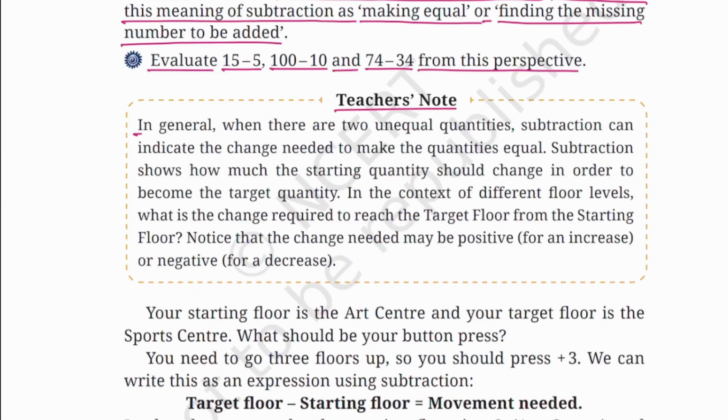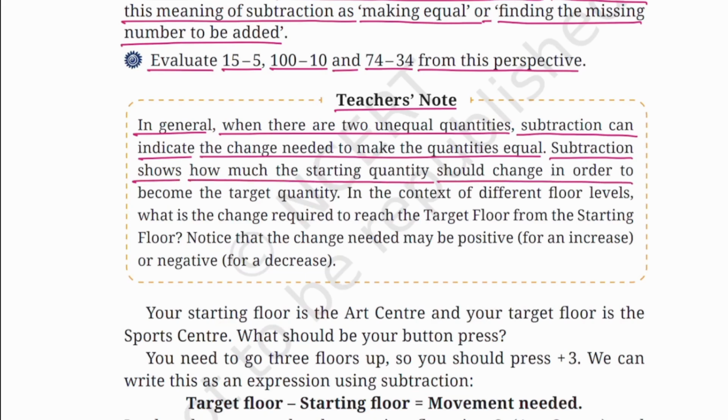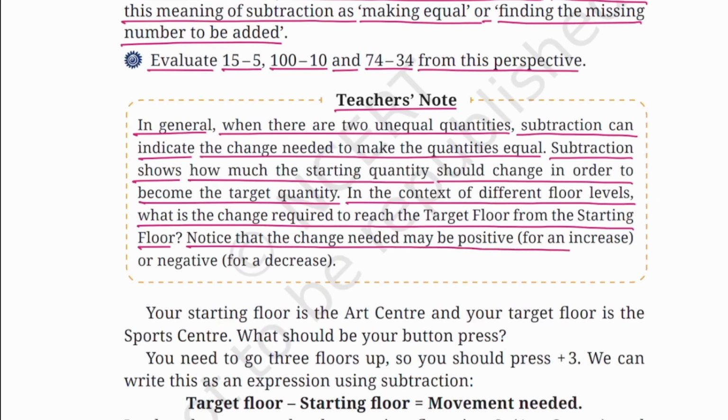Teacher's note: in general, when there are two unequal quantities, subtraction can indicate the change needed to make the quantities equal. Subtraction shows how much the starting quantity should change in order to become the target quantity. In the context of different floor levels, what is the change required to reach the target floor from the starting floor? Notice that the change needed may be positive for an increase or negative for a decrease.